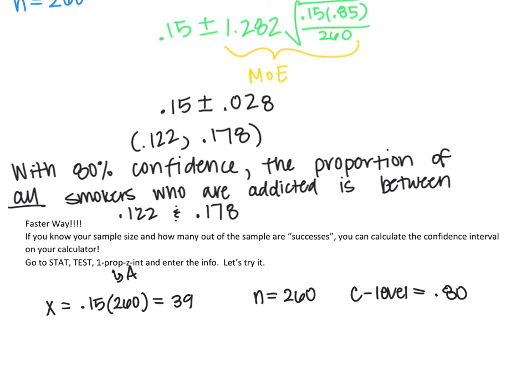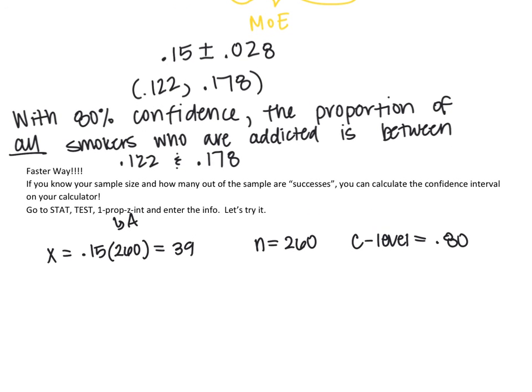So the interval in the calculator is actually a little bit more accurate than the interval we calculated because they're going to go more decimal places. So you should get 0.12162, 0.17838. Now, if I round to 3 decimal places like we chose to do, it's the exact same interval.